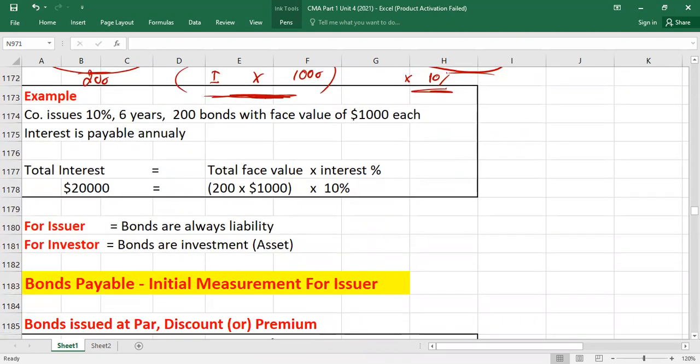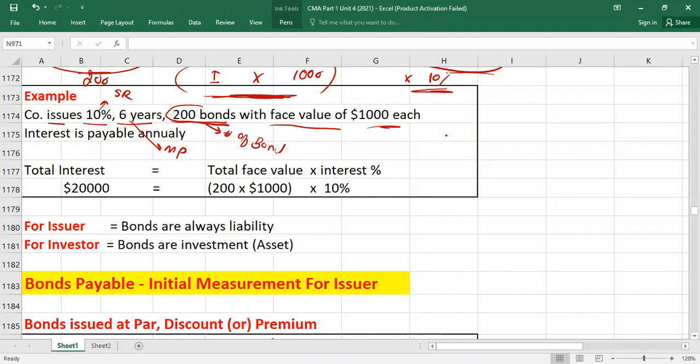This is how data will be given to you in your exam questions. Number one, for example, a company issues 10% 6 years 200 bonds. This 10% is the rate of interest, which is the stated rate. And this 6 years is the maturity period. You can see that with this 200, there is no dollar sign, so we'll assume it is the number of bonds.